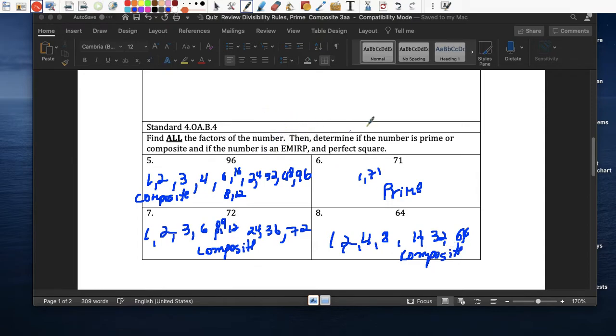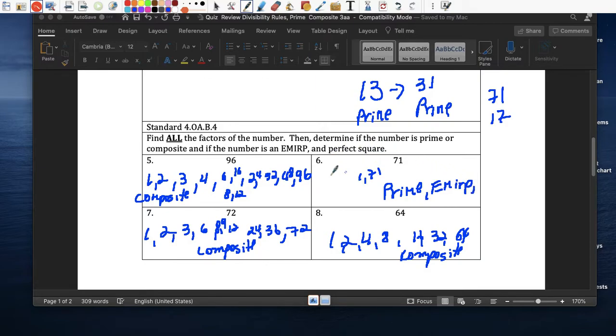Is it an emirp? Emirp, remember, so 13 is an emirp. Why? 13 is prime. And when we change 13, it becomes 31, right? We switch position. Is it also prime? Yeah, so it's prime and prime. So this one is a composite. This one is a composite. This one, so it's not emirp, not emirp, not emirp. But 71 over here is a prime. If I switch it, it becomes 17, which is also prime. So this is an emirp as well.